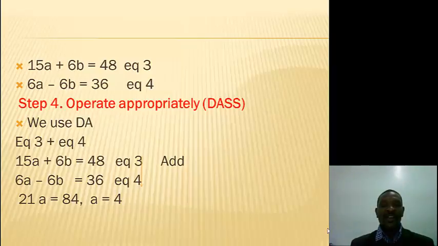Again, in red, operate appropriately, and again DASS comes in. Here we have different signs, so we use DA. For different signs, we add. Equation 3 plus equation 4. 15a plus 6a is 21a. 6b plus negative 6b is 0b. 48 plus 36 is 84. Our value of a, having divided both sides by 21, is 4.